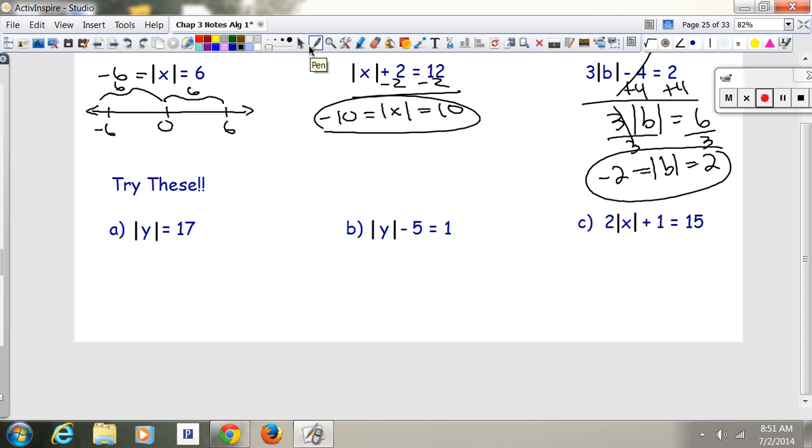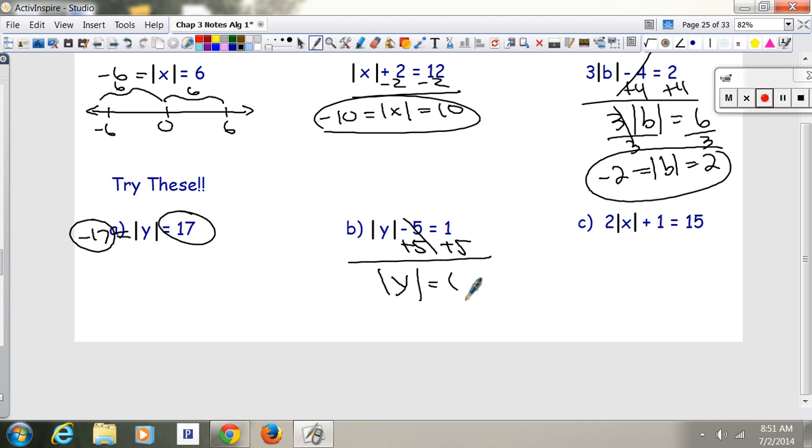So here you've got equals negative 17. So you got two answers there, 17 and negative 17. Here you're going to add 5 to both sides. And so you're going to get 6 and negative 6 are your two answers. Once you get absolute value by itself, now you can put the equals on the other side and the negative on the other side and get your two answers.